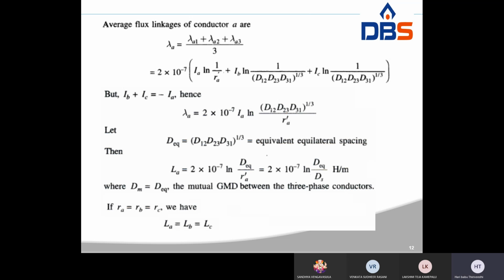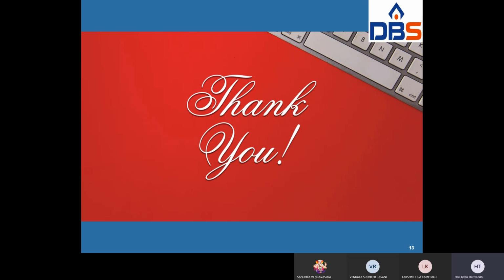Sometimes some textbooks write 2 into 10 power minus 7 ln D equivalent by DS, otherwise DM by DS, GMD by GMR. L is equal to 2 into 10 power minus 7 GMD by GMR. Like that we have to write down the equations, right? So this is the unsymmetrical spacing, three phase unsymmetrical spacing derivation.